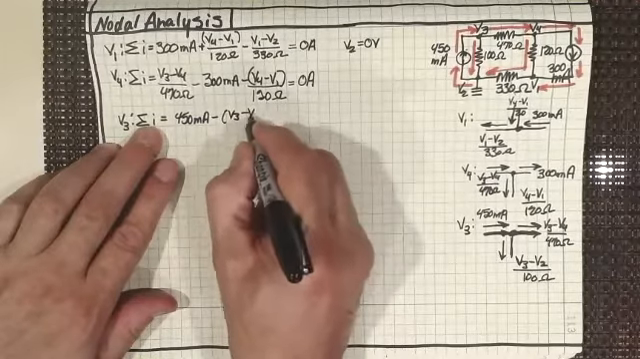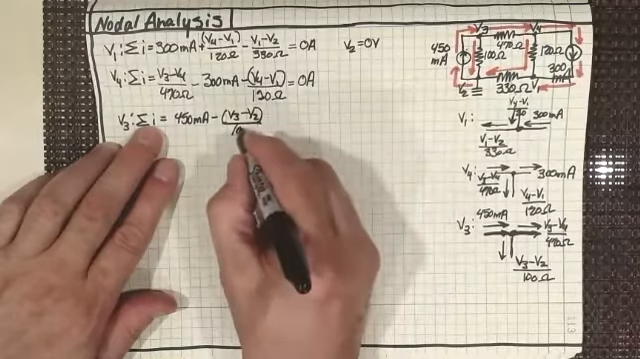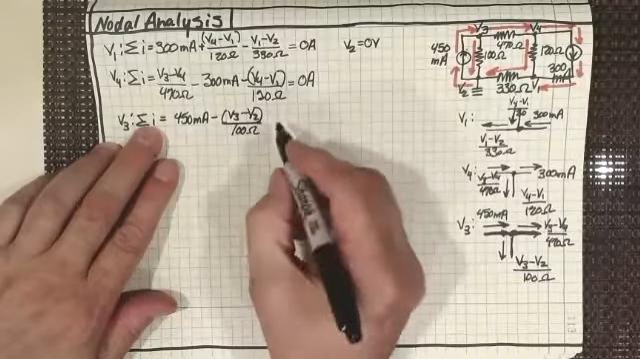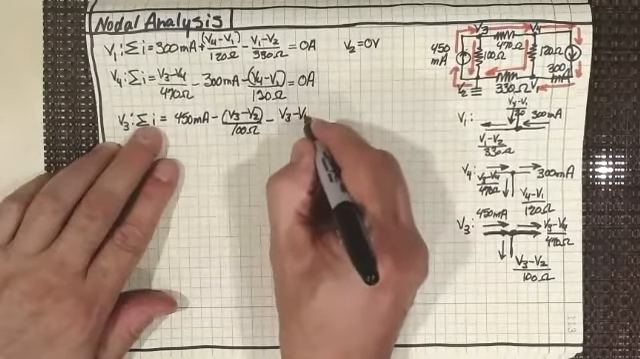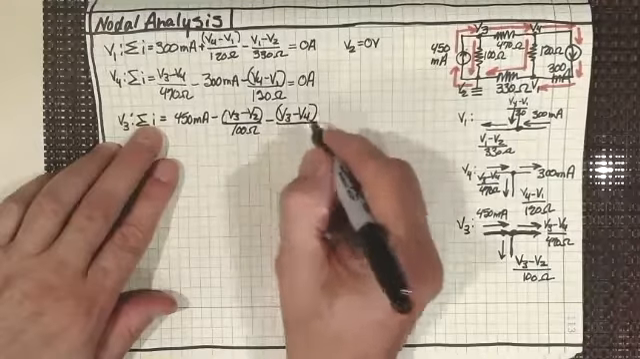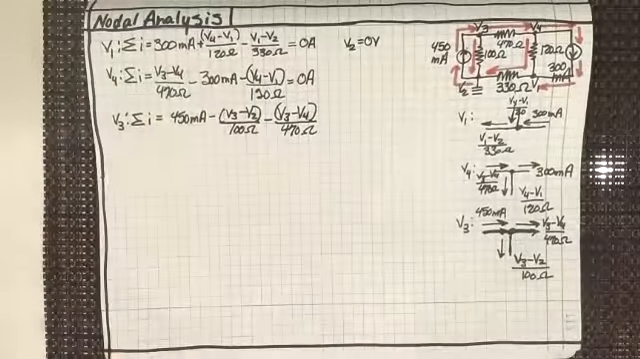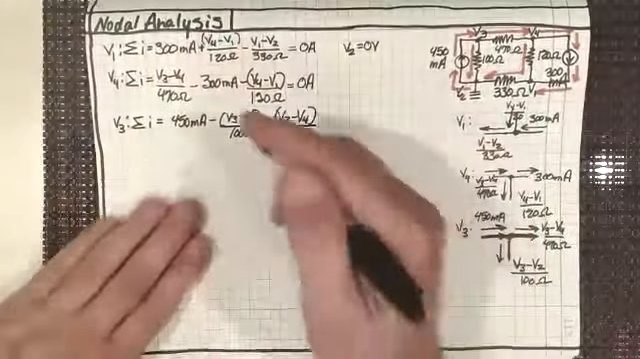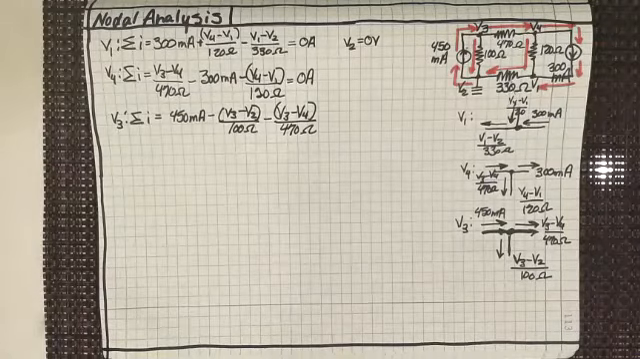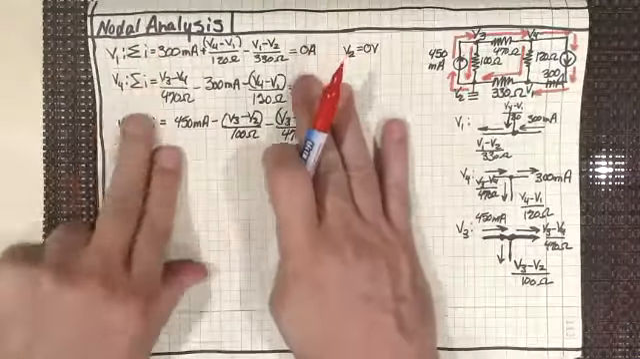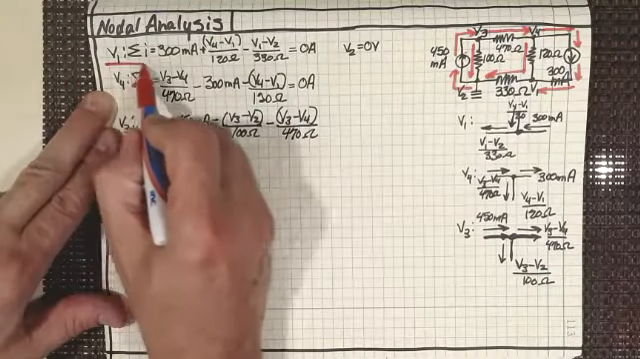V3 minus V2, even though we know that V2 is 0, I'm still going to write that out, divided by 100 ohms, minus V3 minus V4 in parentheses divided by 470 ohms, right? Does everybody see how I've put all of these three equations together? As a matter of fact, we're looking at these three equations. These three equations still can be simplified.